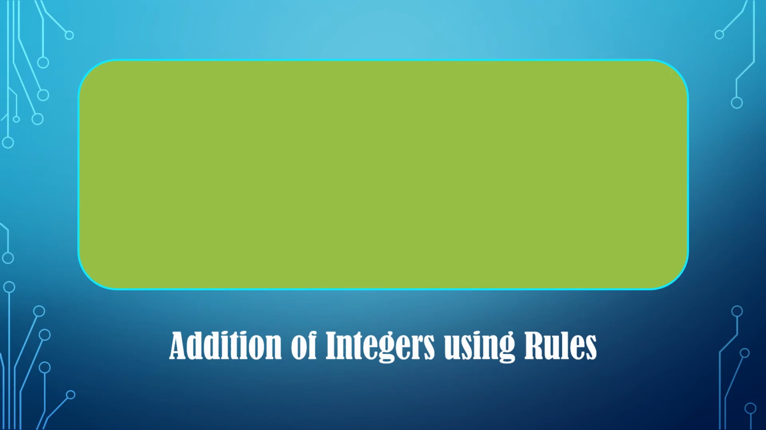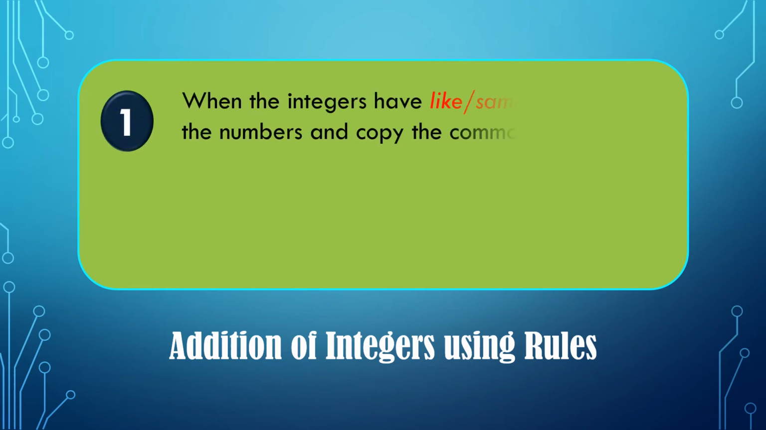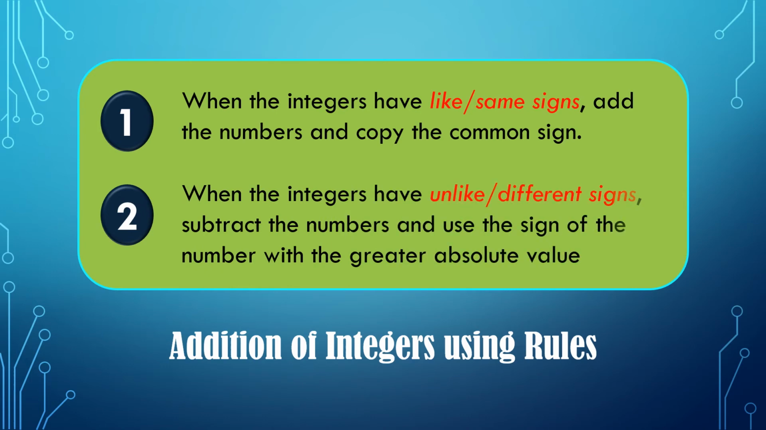The following are the rules in adding integers. Rule number 1. When the integers have like or same signs, add the numbers and copy the common sign. Rule number 2. When the integers have unlike or different signs, subtract the numbers and use the sign of the number with the greater absolute value.